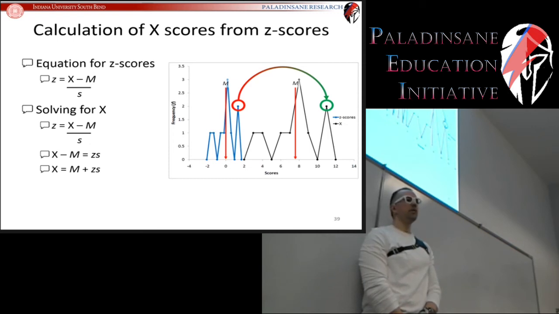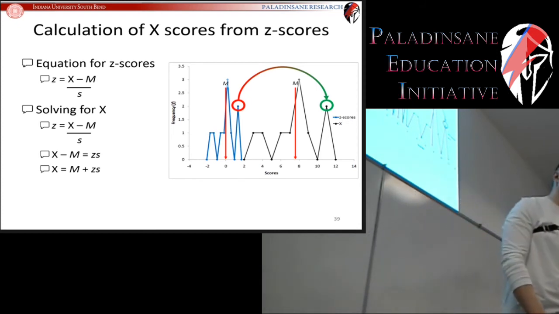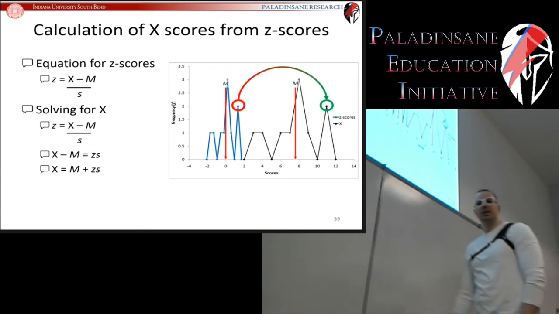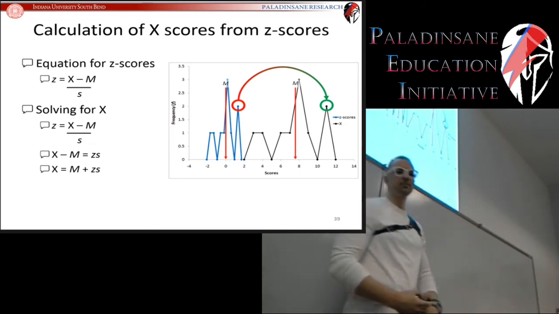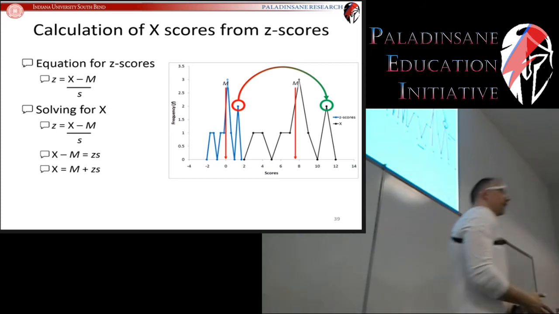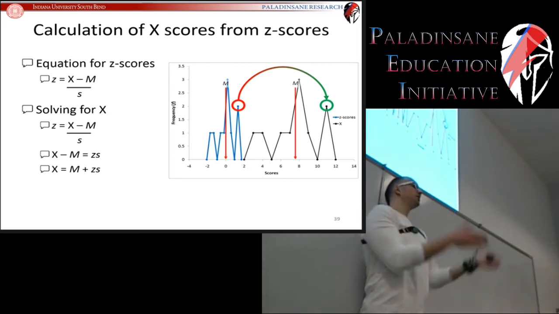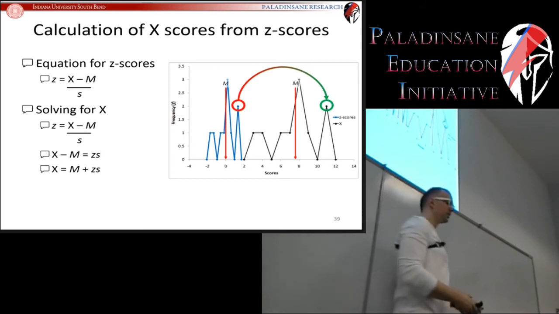So if you're trying to recover a raw score, you're starting with a z-score, you get the mean of the distribution, you get the z-score, you get the standard deviation of the distribution, and your raw score equals the mean plus the z-score times the standard deviation. And again, make sure you're doing those order of operations in the order they should be done. All right, so that's a way to get the original scores from your z-scores.